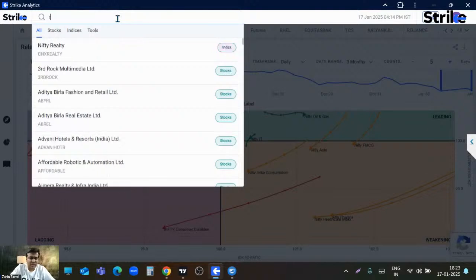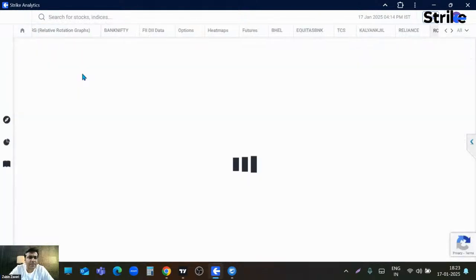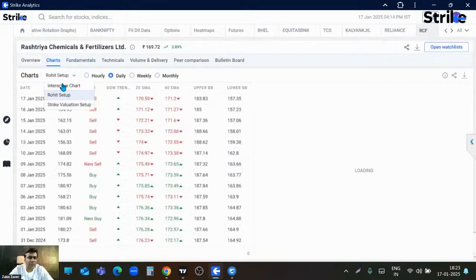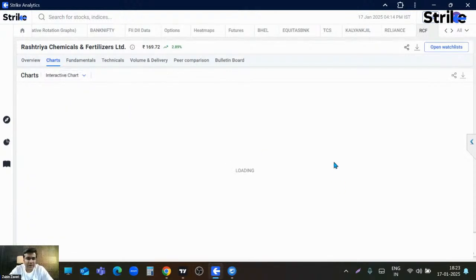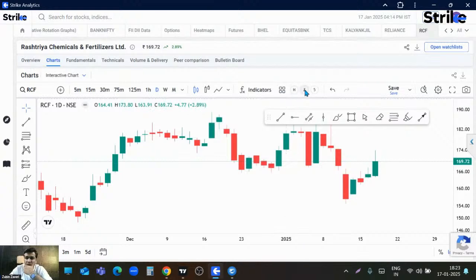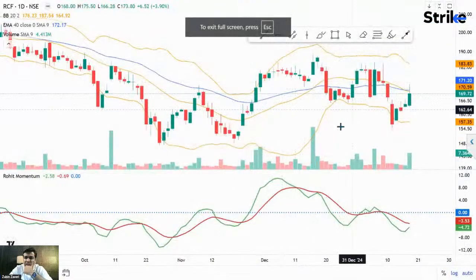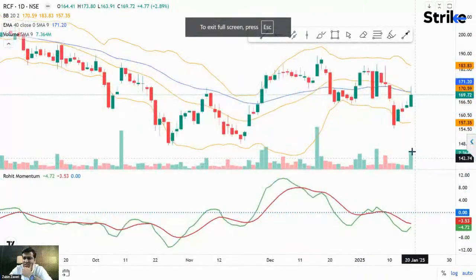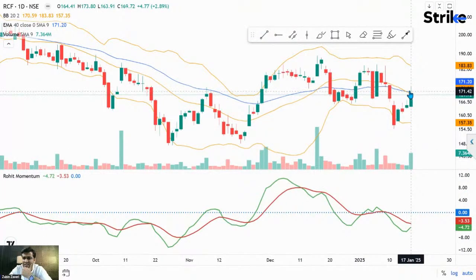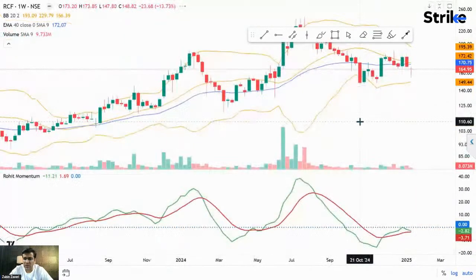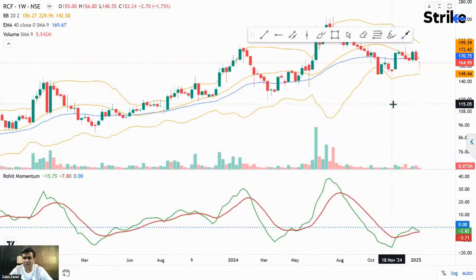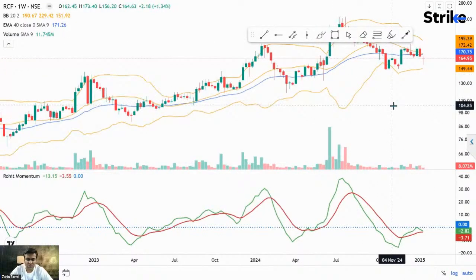Let me take RCF from this. Let me pull up the interactive chart. So on this particular daily time frame chart, today we can see some volumes over here taking resistance from the averages, and momentum is still not bullish. Let me look at weekly. So weekly, there's nothing much to be shown.